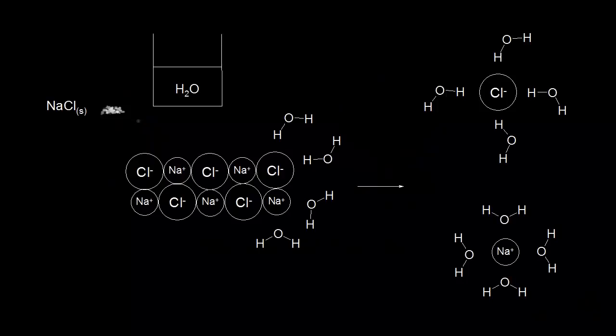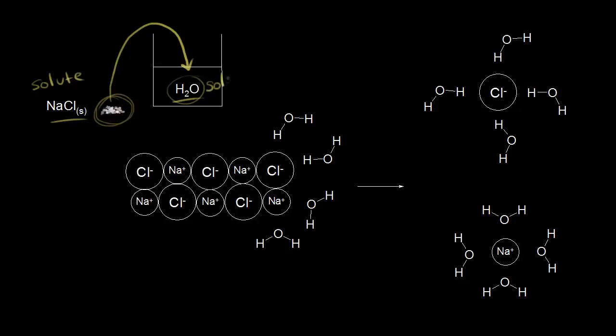Let's say we have some solid sodium chloride, so some salt, and that right there is supposed to be our pile of salt. And we're going to put our salt into some water. So we have a beaker containing H2O. The sodium chloride is going to dissolve in the water. So the sodium chloride is our solute, and the water will be our solvent. So this is the process of dissolution.